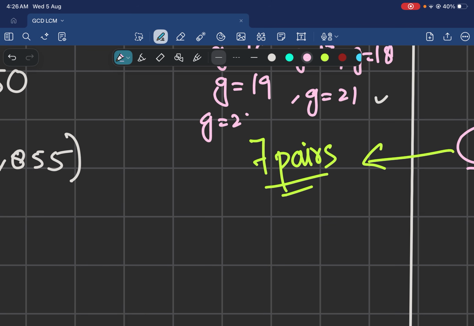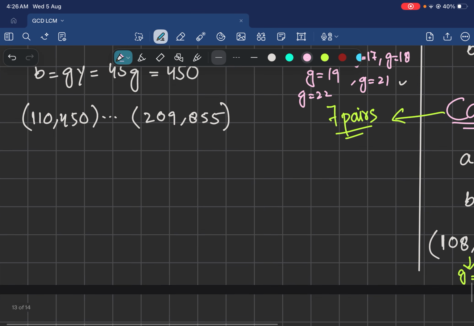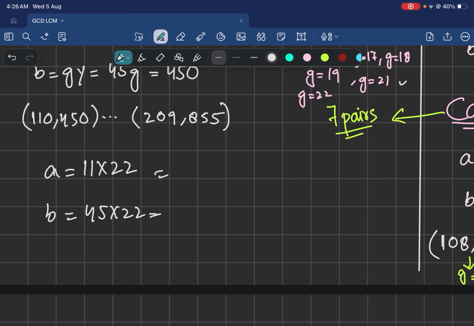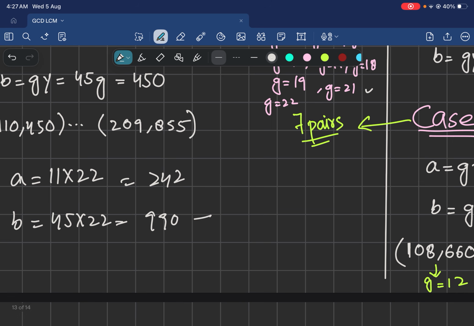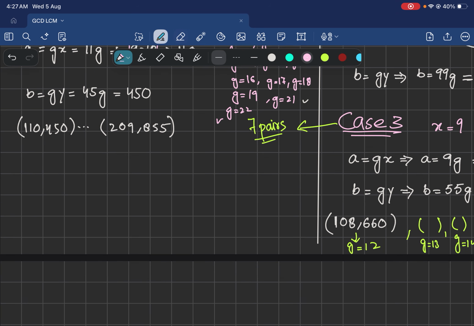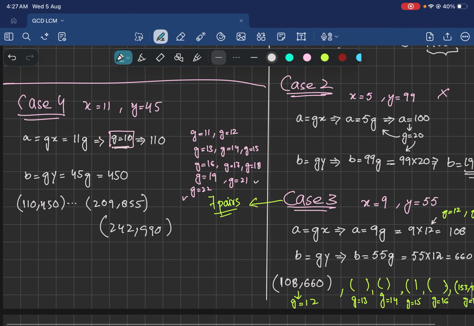Let me try g of 22 and see if that works. For g of 22, a is equal to 11 into 22 and b is equal to 45 into 22. So 11 into 22 is equal to 242, and 45 into 22 is equal to 990. The next value, g of 23, will definitely exceed 1000. Therefore, we can stop here. We can say g of 22 is the final pair that is within the limits, and the final pair was 242 and 990.